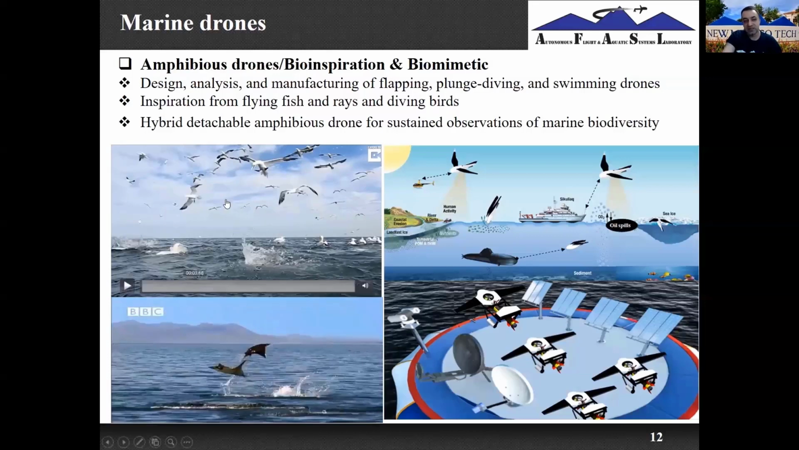So what inspiration can we get from this idea? If you look at this picture, we can design a drone with flapping wings, like the birds. They can flap, they can dive into the water, change the configuration to a fish, and swim under the water. This is one of the projects that I have looked at. And this is also another concept that we are looking at.